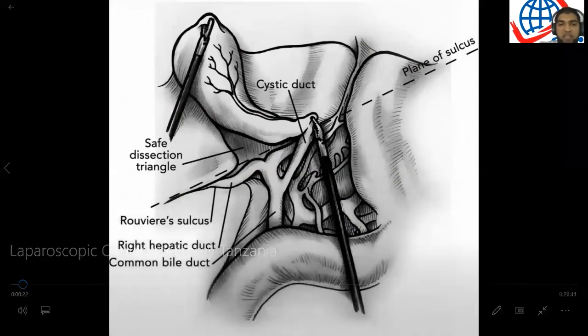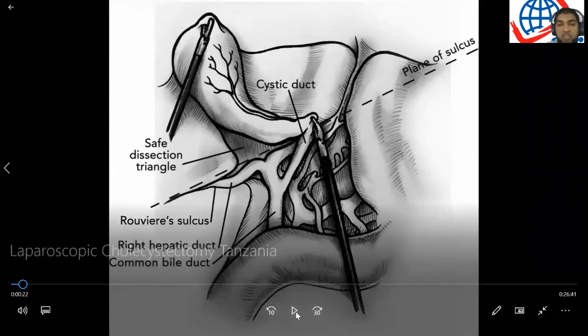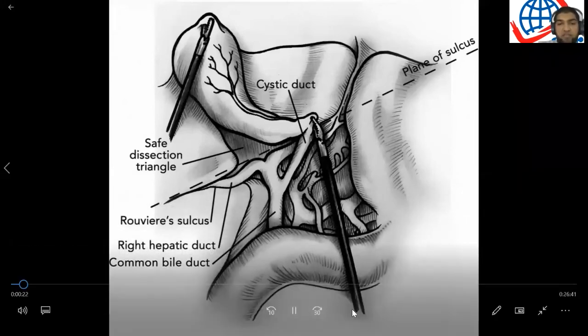Rouviere's sulcus is another landmark that I use quite frequently in my operating. And you'll find that in those patients who have quite severe cholecystitis, Calot's triangle is difficult to dissect, and Rouviere's sulcus will help you to just stay high with your dissection.